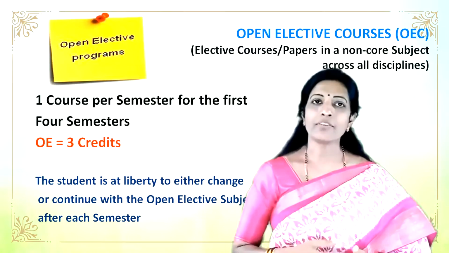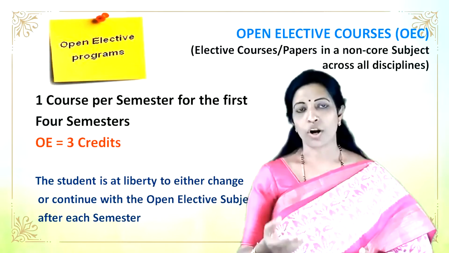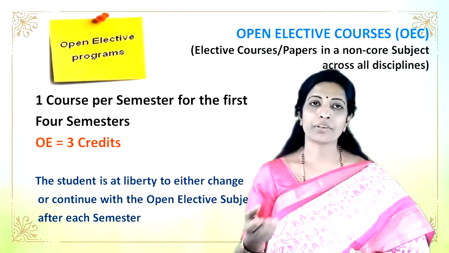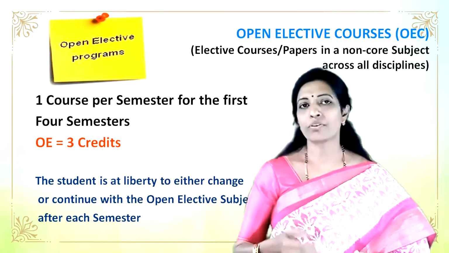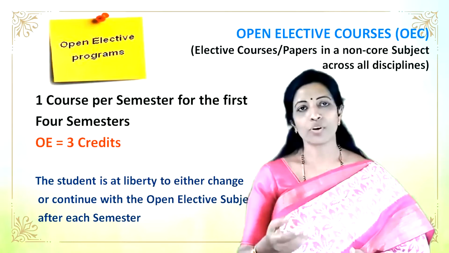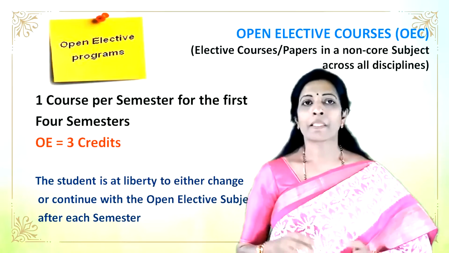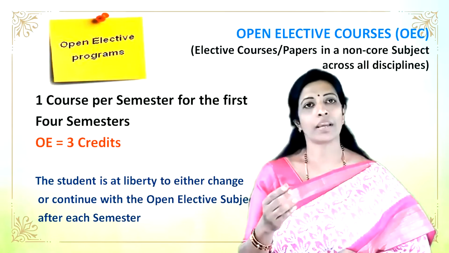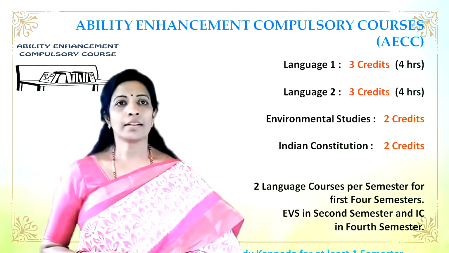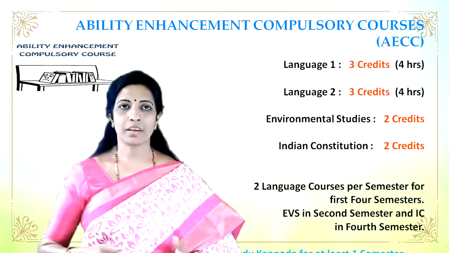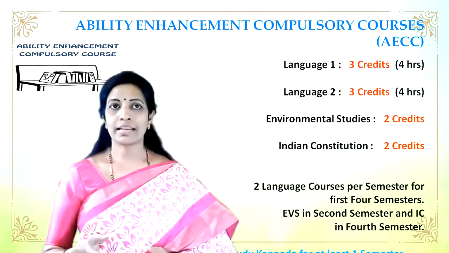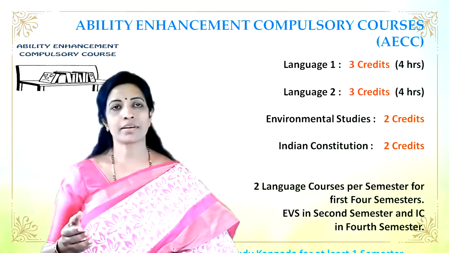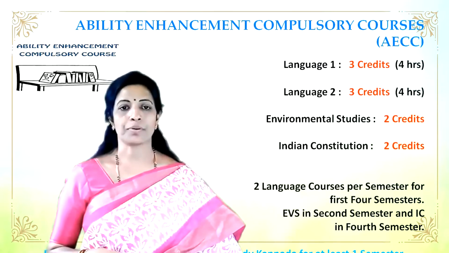So, a science student can opt for an arts or commerce subject, an arts student can opt for a commerce or a science subject, and a commerce student can opt for a science or arts subject. In this way, open elective courses will be helpful for the students. The ability enhancement compulsory courses include the languages which the student studies, as well as environmental studies and Indian Constitution.